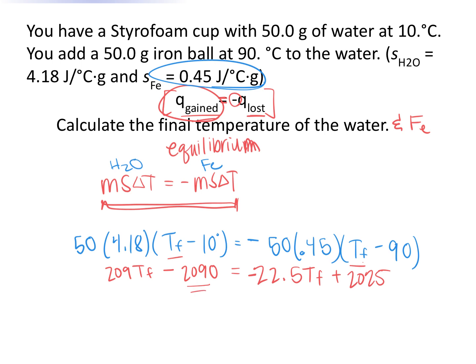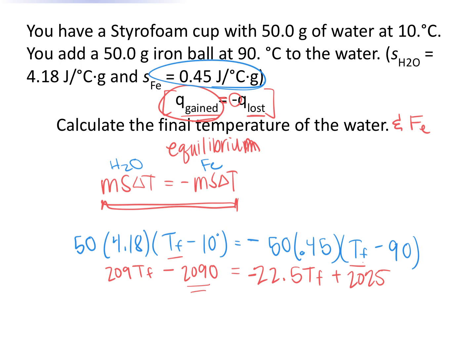This one right here, I distributed. If I multiply these two together, I've got some number outside of this set of parentheses, then I have to distribute it through there. So 50 times 4.18 is 209. And then I need to take 209 times what's inside the parentheses there. That's why I got 209 TF, and 209 times 10 is 2,090. Does that make sense? Okay. So I did the same thing on both sides. Do we feel comfortable with how that distributes through there? I think it's called the distributive property. Does everyone feel comfortable with that?